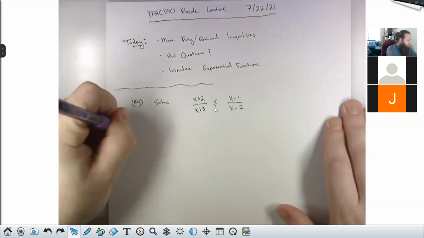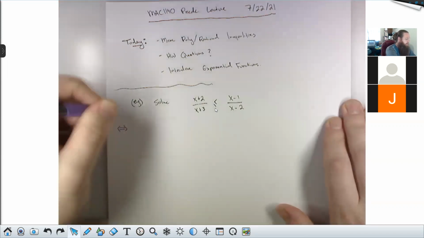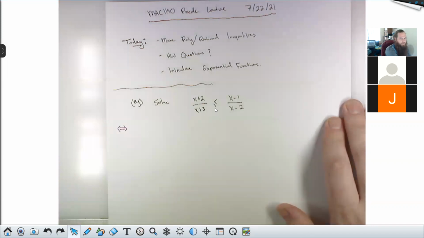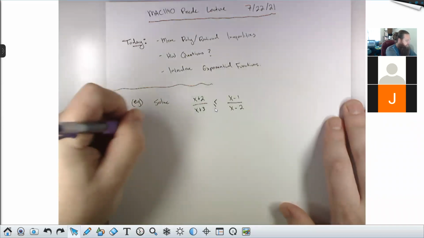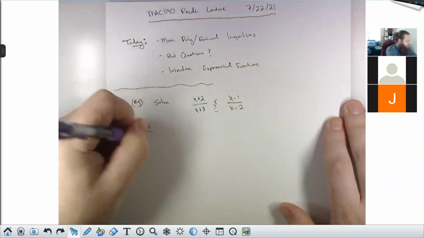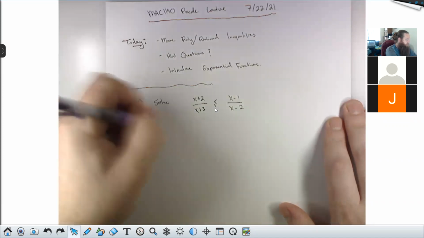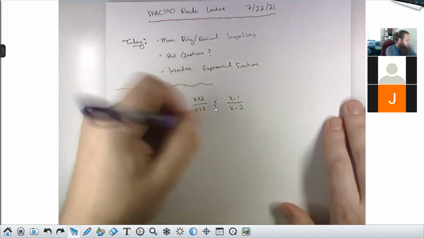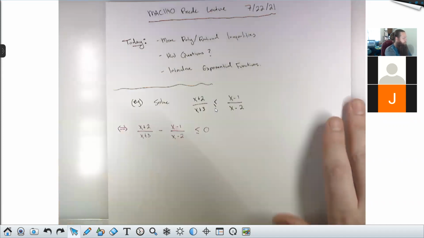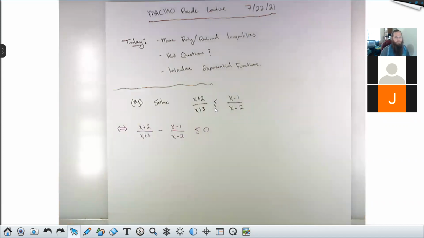And yeah, my first step is to pull everything to one side. I need a 0 on one or the other sides to follow that procedure. So I'm going to subtract this whole term over here. That'll give me (x plus 2) over (x plus 3) minus (x minus 1) over (x minus 2) is less than or equal to 0. Okay, what should I do now?